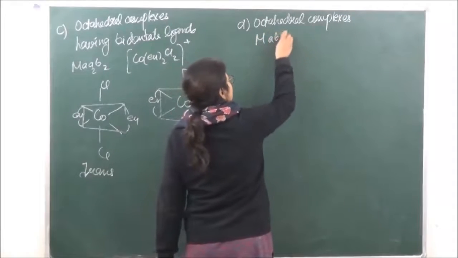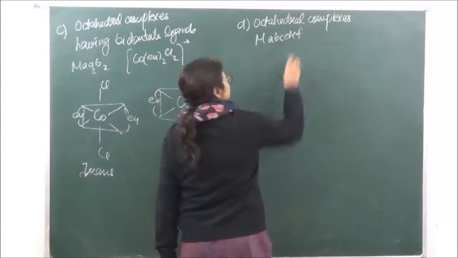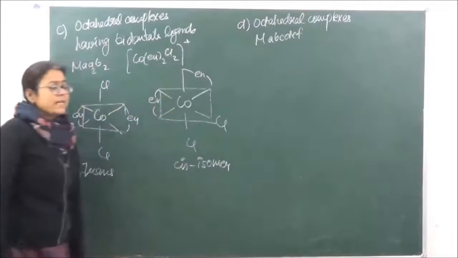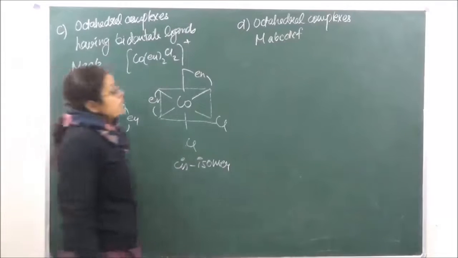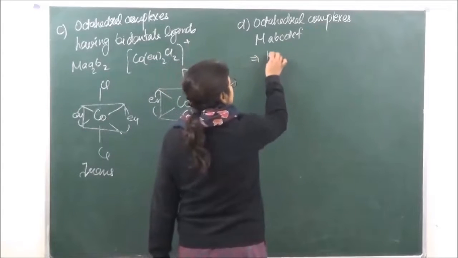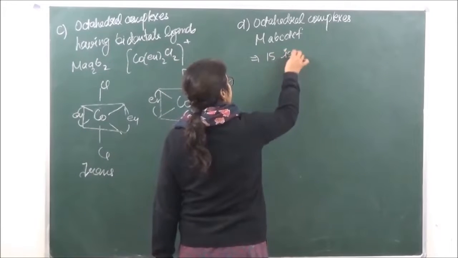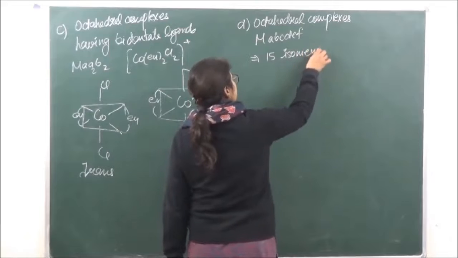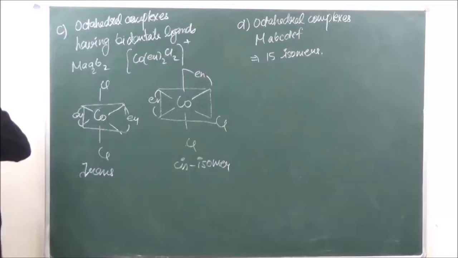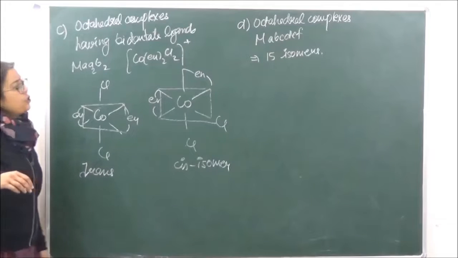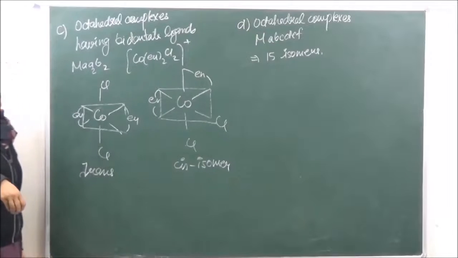Next we have octahedral complexes of general formula MABCDEF. So there are all 6 different ligands which are going to be present. They exhibit approximately 15 isomers. Again, these cannot be given any kind of position as we have done in square planar. So they cannot be given any type of form, that is cis or trans, but on rotation of all these ligands, we get 15 different isomers.